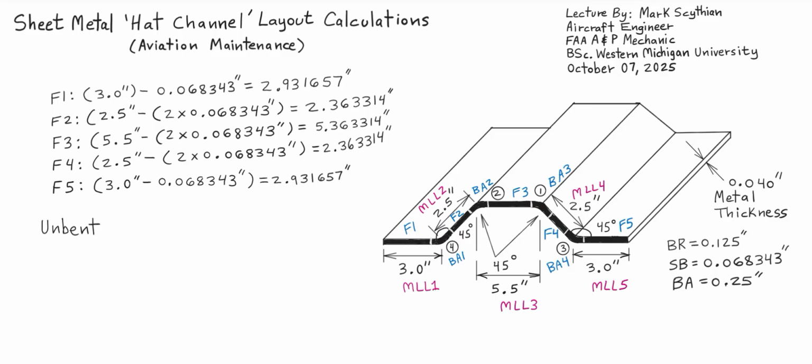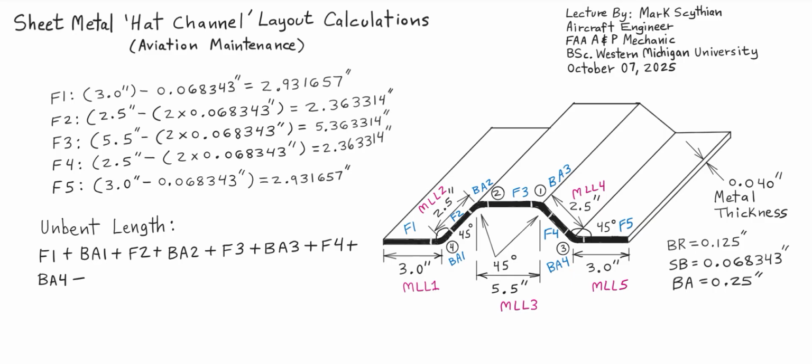So the end bend length is flat 1 plus bend allowance 1 plus flat 2 plus bend allowance 2 plus flat 3 plus bend allowance 3 plus flat 4 plus bend allowance 4 plus flat 5. So we'll just put in all these values.